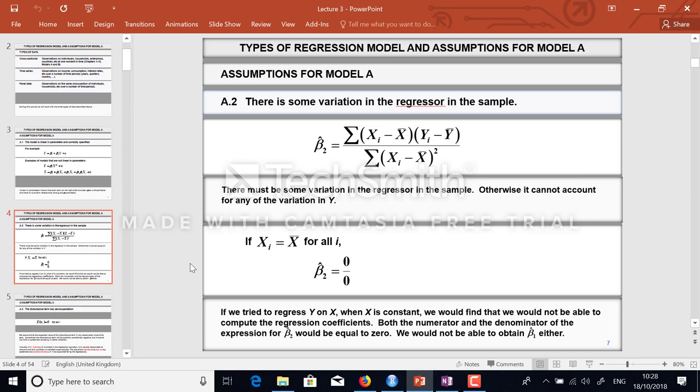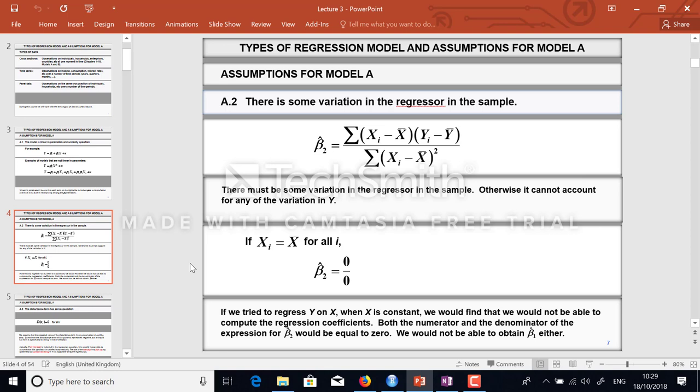Now, there has to be some variation in the regressors in the sample. Notice this. Can anyone decompose this function? Beta 2 is equal to something over something. What is the numerator here? In simple words, what's the numerator? The numerator is basically the covariance between x and y. So there has to be some sort of correlation between x and y for the estimated beta to be valid, to have some meaningful value.